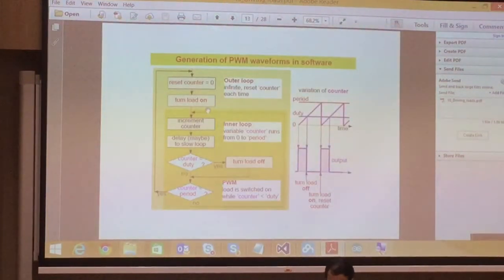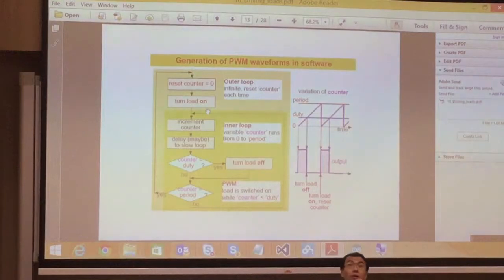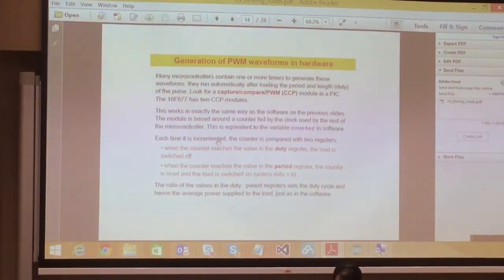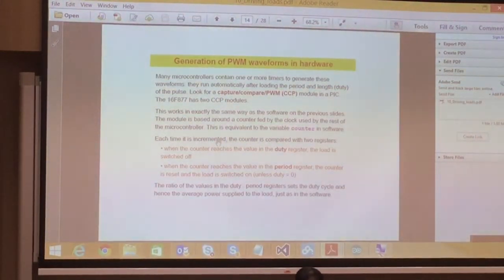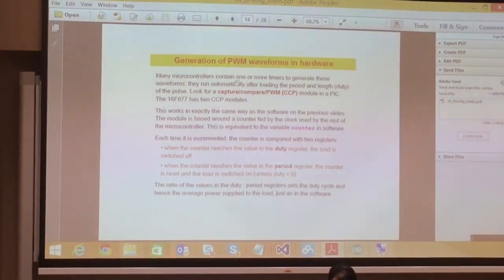Of course, we can write a program to generate the PWM. If you read through these flowcharts, basically you can use a counter to control the turn on time and turn off time for your waveform. So to generate the PWM, basically you need the counters.